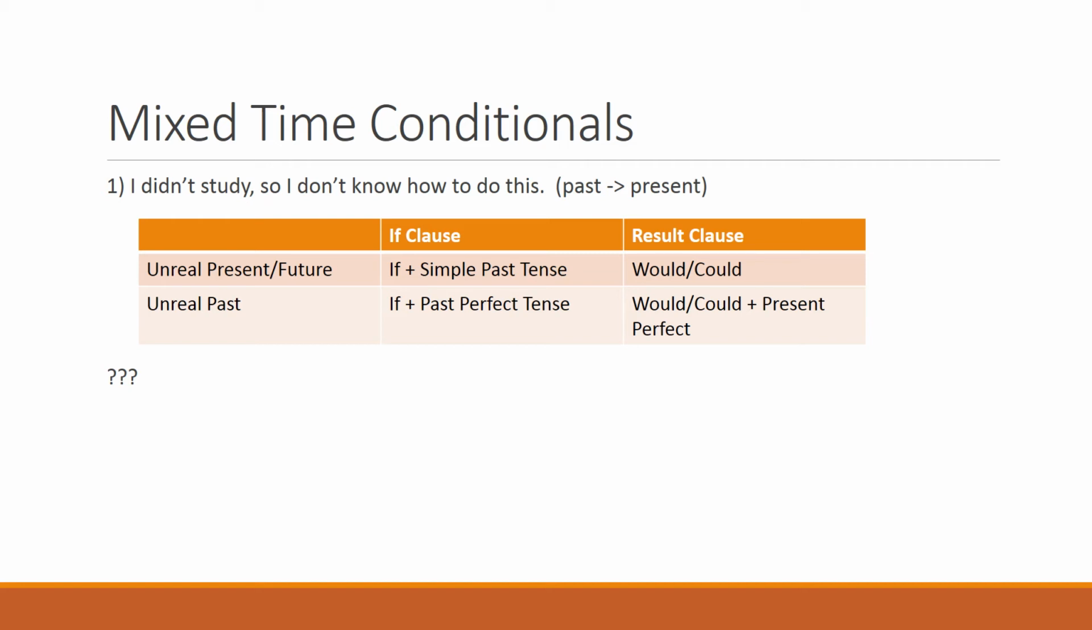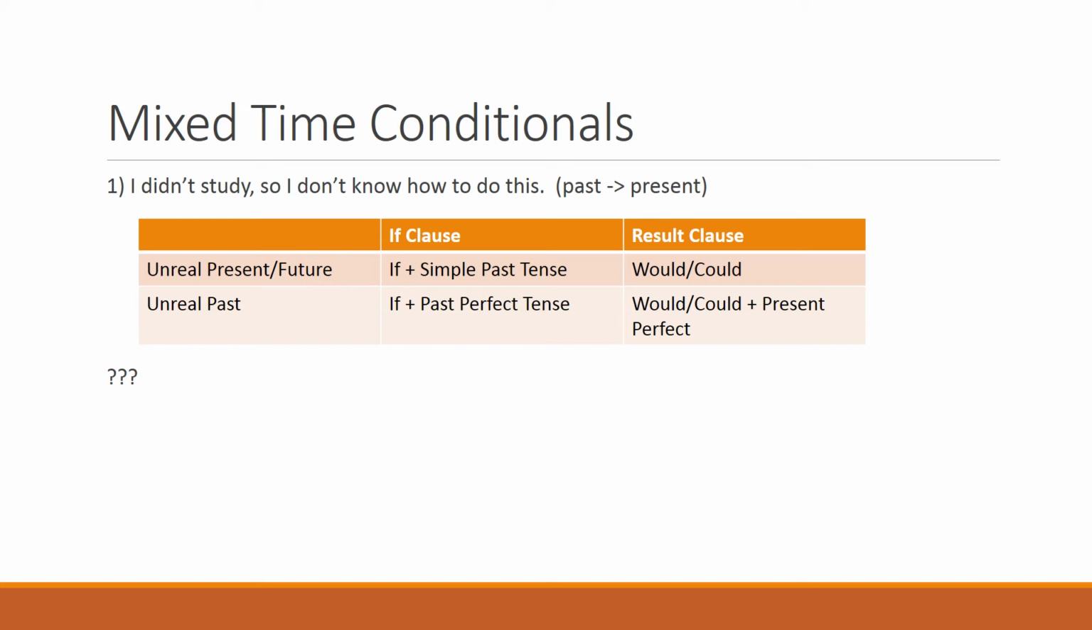Now look at your if clause in the chart. Which one should you use? You're supposed to use the unreal past because it's past tense. So you know in the if clause, you're going to use if plus past perfect tense. And now you look at your result clause. I don't know how to do this. Now look at your result clause. Which one should you use? Present or past? It's the present. So we're going to use the present result clause.